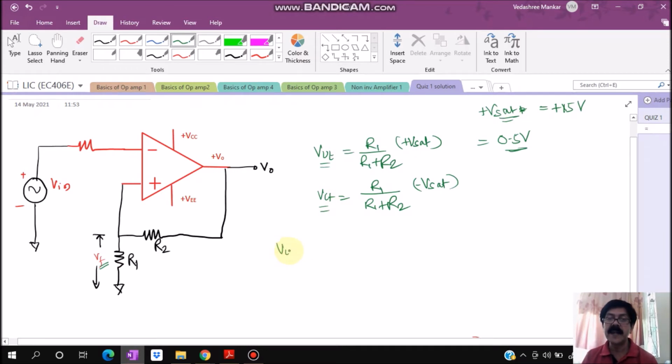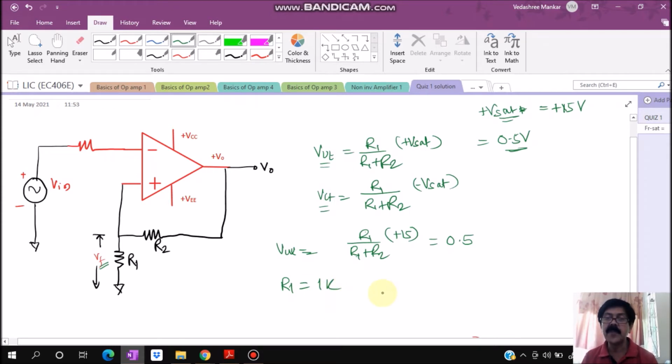Okay, so let us do the calculation. So we'll put VUT given as R1 upon R1 plus R2 into 15 volt, that we need to set as 0.5 volt. So here we'll have to choose any resistor's value as a design parameter. So we see R1 is in the numerator and denominator. So why not choose R1 as a certain value? So I choose a value of R1 as, let's say, 1K.